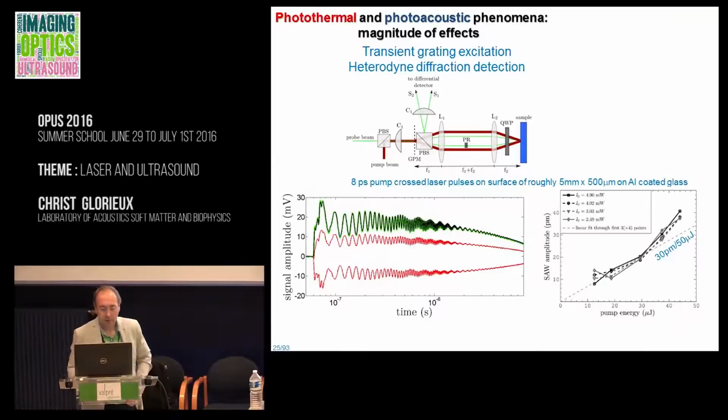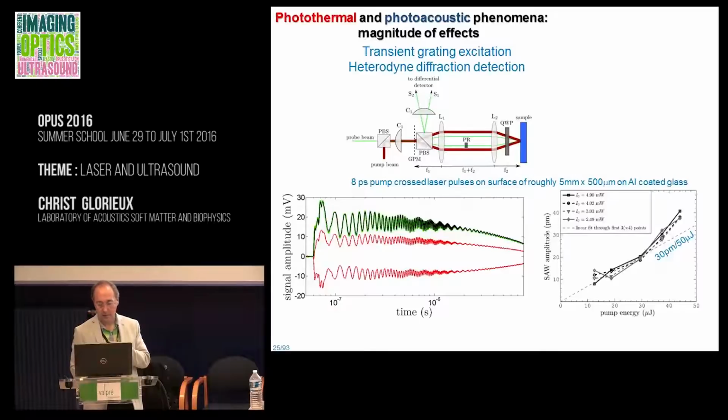Here's an example of an optical setup. I will go into more detail later. Again, you see those signals with an expansion, then acoustic waves. They are damped in the end, and then you have thermal diffusion. And from this technique, transient grating excitation and heterodyne diffraction detection, you can get absolute numbers.